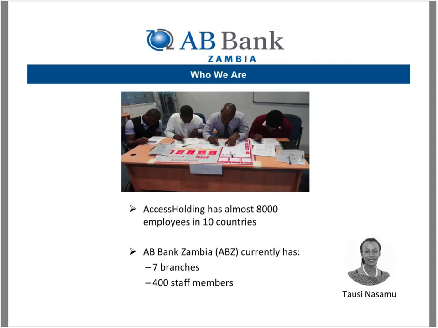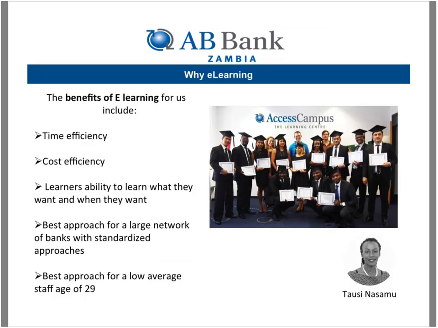So AB Bank is part of a holding group that is present in 10 different countries, six of which are in Africa. AB Bank Zambia was established in 2011 and currently has seven branches, six of which are in the capital and one is in another city. AB Bank has around 400 staff, and what this means is our recruitment strategy has been to recruit fresh graduates from university. And usually these do not have prior work experience. This is why we decided to think of better solutions with regards to training.